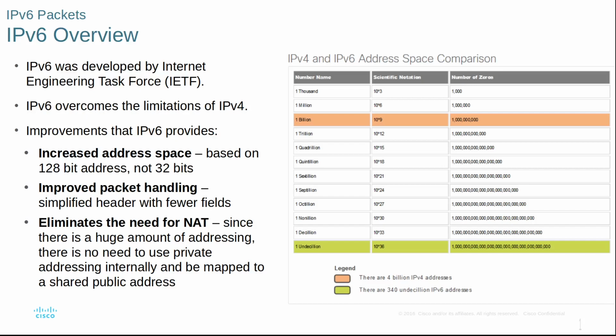It has improved packet handling because we've got fewer fields. There's less necessary information in a packet. It's less overhead. They're quicker to process. And NAT is completely eliminated. Somewhat anyway. You can still use it, but it's not required. You don't actually need it, because you can just have a public IP address. Everybody can have one. It's unnecessary to have internal private addresses.